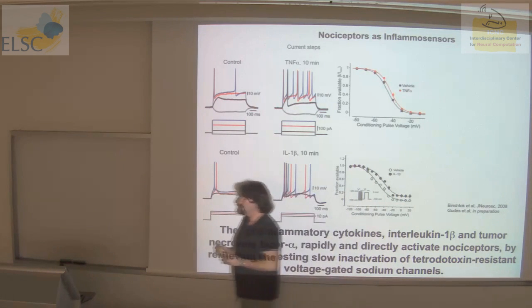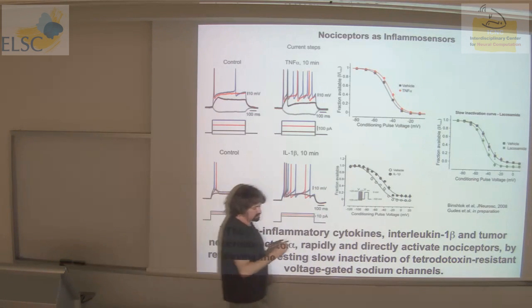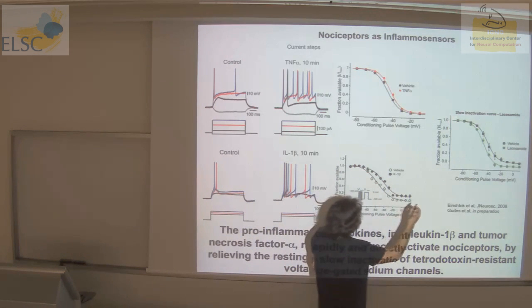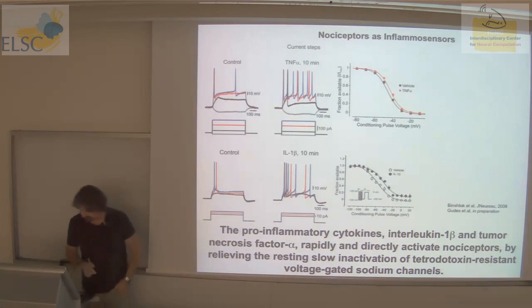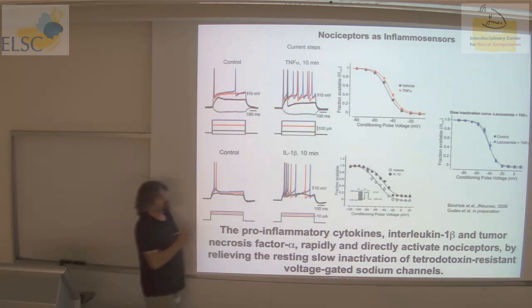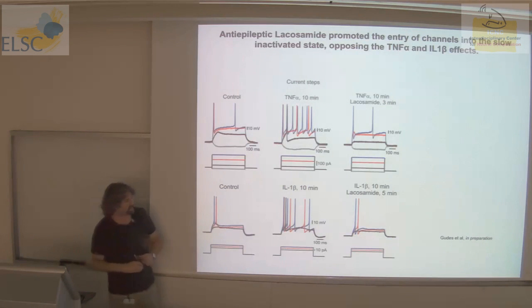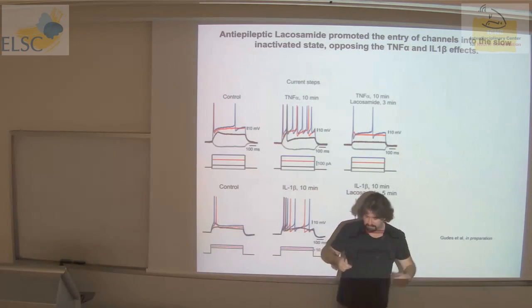And there's an anti-epileptic drug called lacosamide, and lacosamide has an effect opposite to IL-1 beta. Let's say this is the normal response. IL-1 beta shifts the curve to the right, and lacosamide shifts the curve to the left. So when we applied lacosamide together with TNF-alpha, we were able to abolish this effect of TNF-alpha and bring the cell back to the initial normal excitable state.